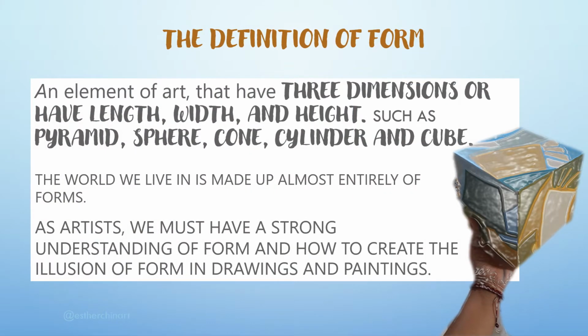What is form? Form is an element of art that has three dimensions, or has length, width, and height, such as pyramids, spheres, cones, cylinders, and cubes. The world we live in is made up almost entirely of forms. As artists, we must have a strong understanding of form and how to create the illusion of form in drawings and paintings.